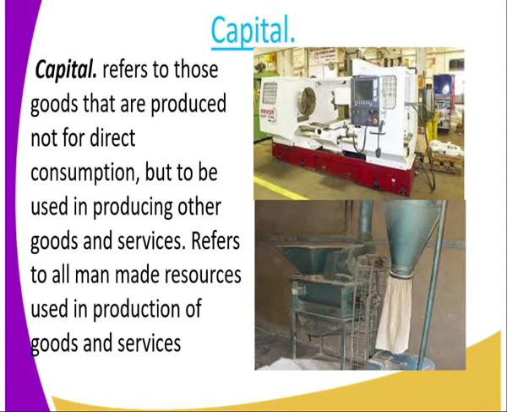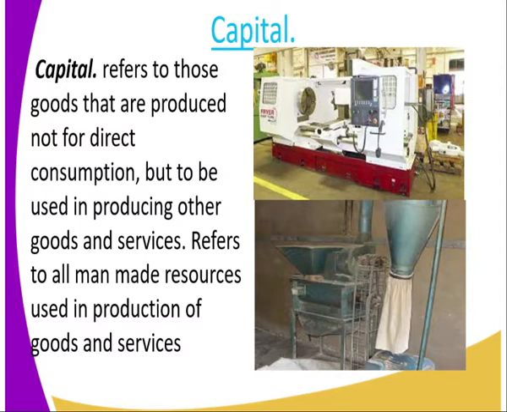Now, when we talk about capital, it refers to those goods that are produced, not for direct consumption, but to be used in production, producing other goods and services. So, I've produced a commodity that is supposed to be used to produce other commodities, that is what is capital. For example, we have the posho mill. The posho mill has been made and I've bought it. That is capital. Photocopiers, that is capital.